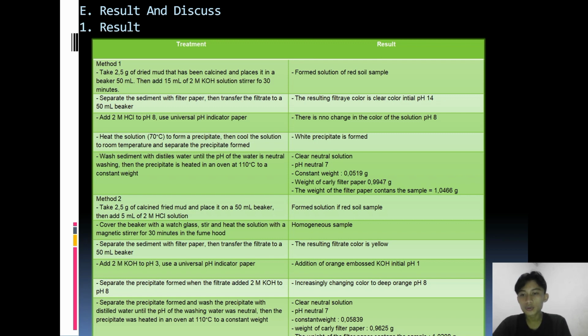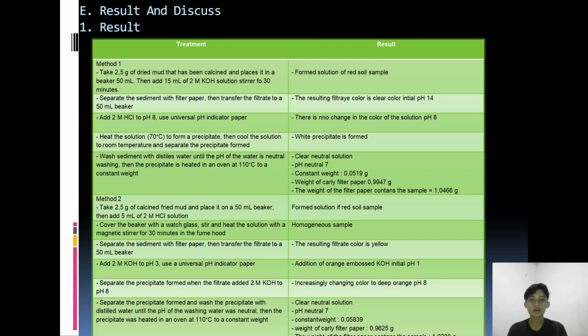The method 2. Take 2.5 gram of calcined red mud and place it in a 50 ml beaker. Then add 5 ml of 2 molar HCl solution. The result, a solution of the red soil sample forms. The treatment, cover the beaker with a watch glass, stir and heat the solution with a magnetic stirrer for 3 minutes in the fume hood.